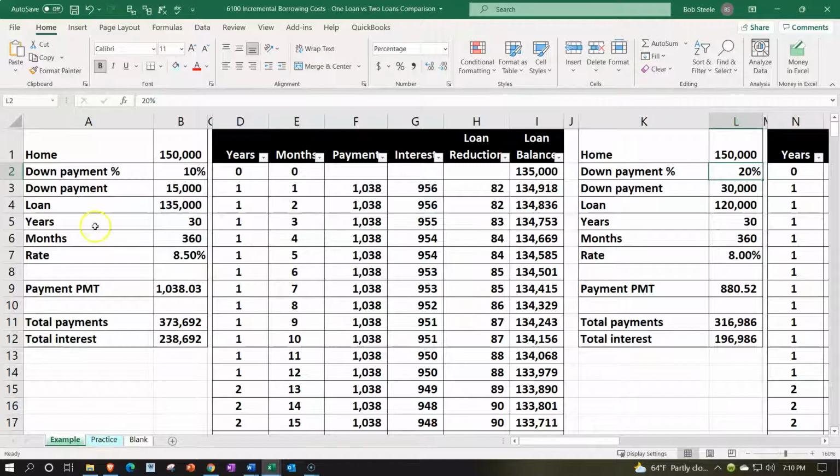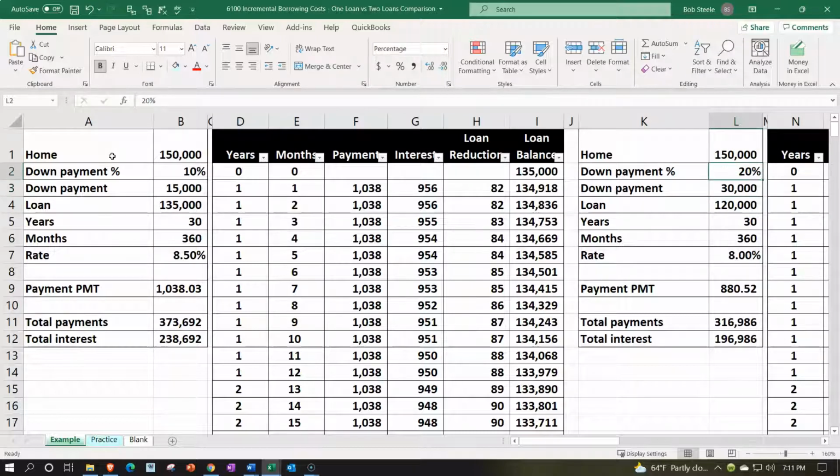We've got our two loan options that we're going to be imagining here. One at the home price of $150,000. We have the option to put 10% down, which would be $15,000. And the $150,000 minus the $15,000 would be a loan then of $135,000, a 30-year loan, 360 months, at a rate of 8.5%. Payment then calculated using the PMT function or formula, $1,038.03.